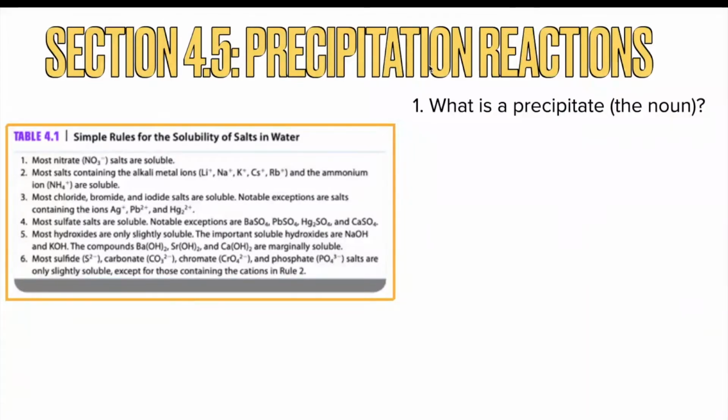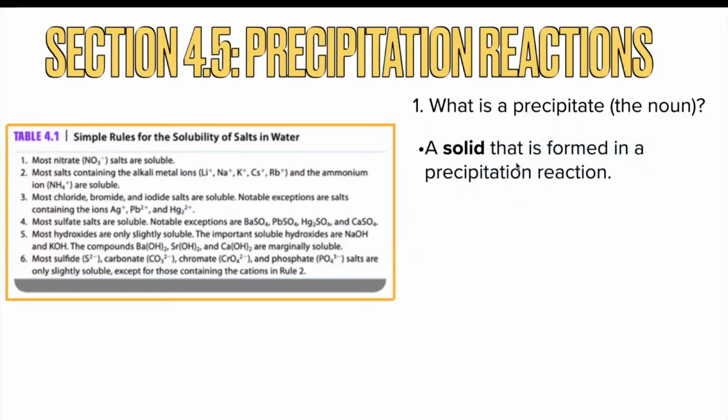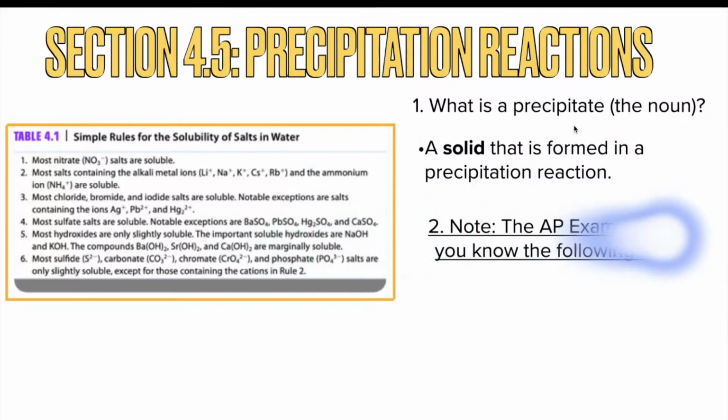All right. First question, though. We're talking about precipitation reactions. What are precipitates? So we're talking about the noun, by the way, because it's also a verb. A solid that forms in a precipitation reaction is called a precipitate.